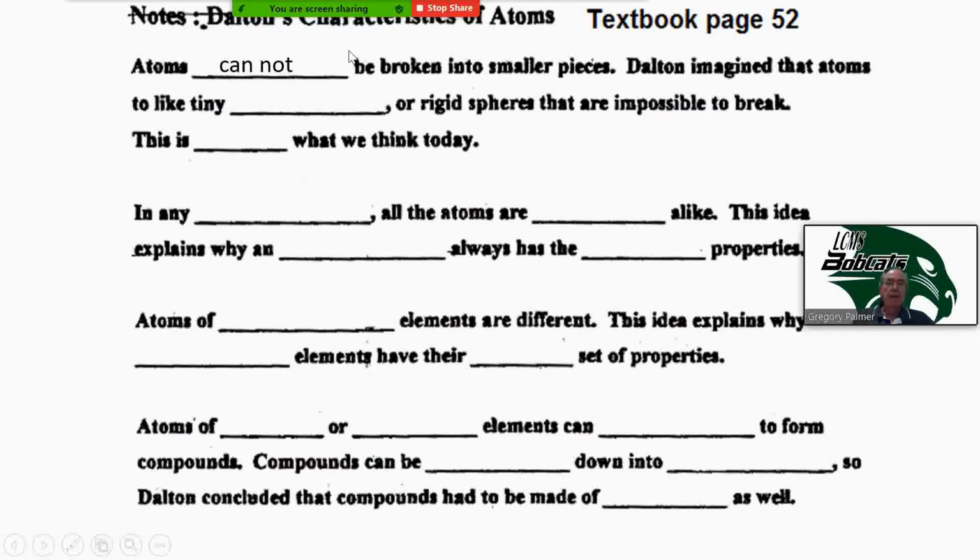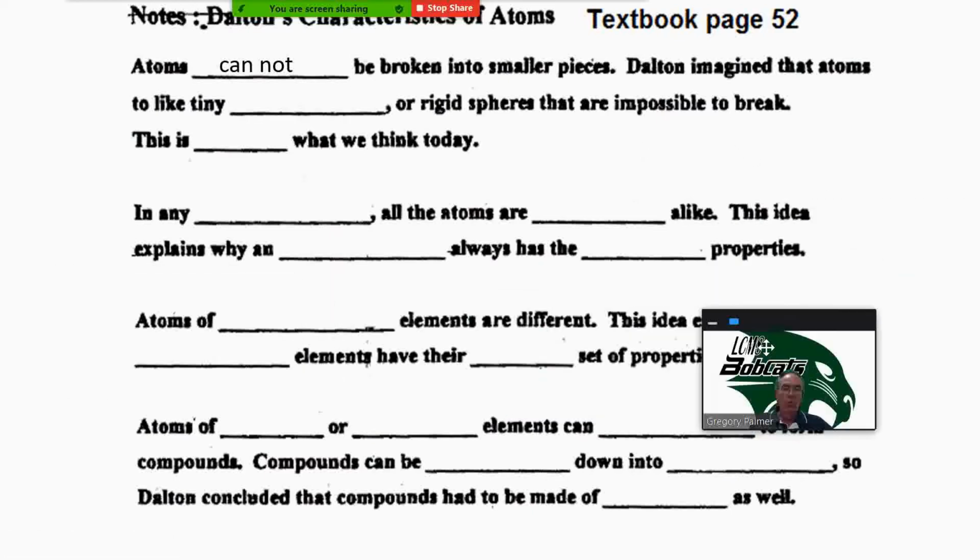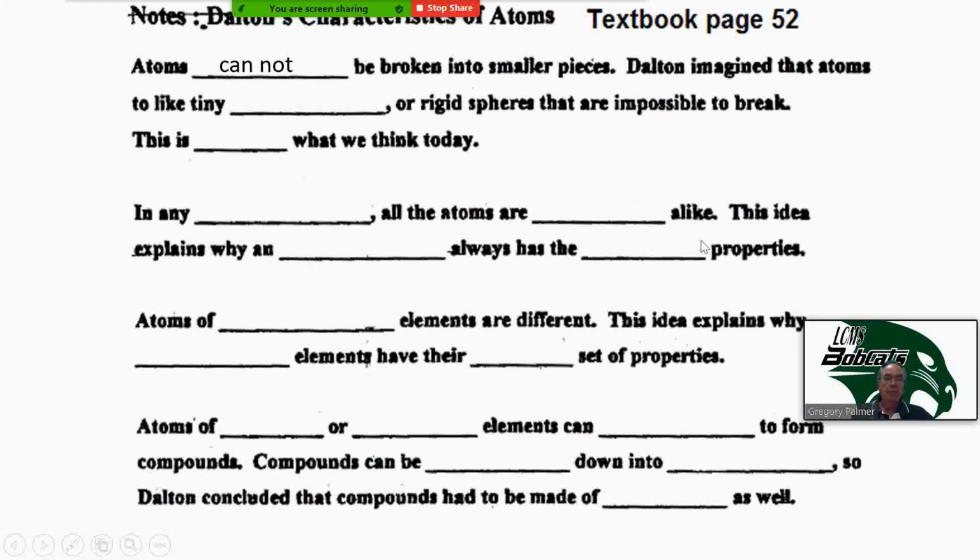First thing that he believed, and what we still know today, is that atoms cannot be broken into smaller pieces. Now, with the exception of a nuclear reaction, or a nuclear reaction in an atomic bomb, this is still true today. We cannot break atoms.